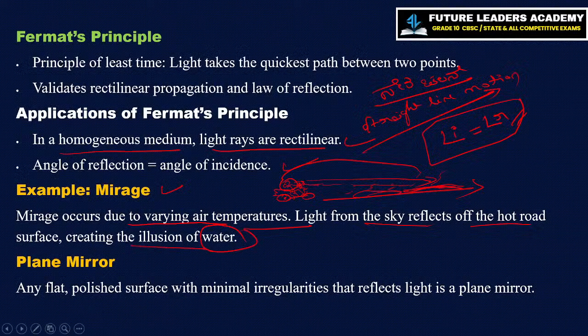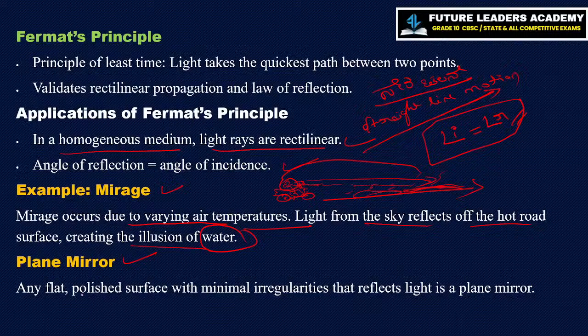We feel that water is present on the road. Okay, we feel there is water, an illusion, a confusion, we call it a mirage. It looks like there is water on the road. Okay? Right? That is an illusion created by the varying temperature above the hot road. Right? Then the plane mirror. What is a plane mirror? We have to understand. Then what kind of cases happen in the plane mirror? So we'll go through. Okay.